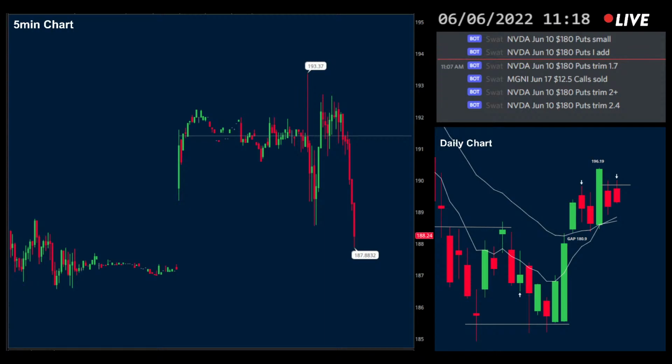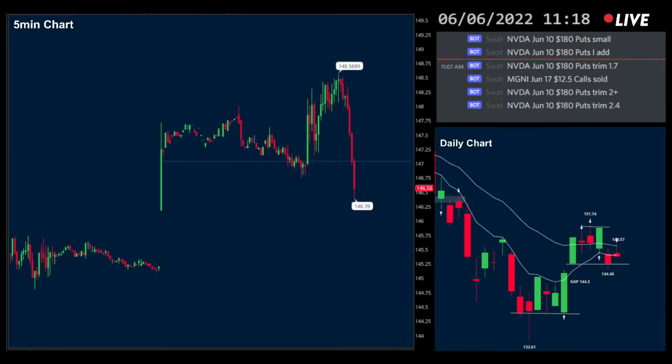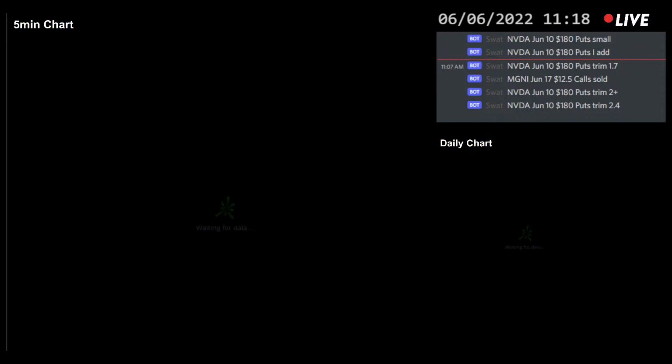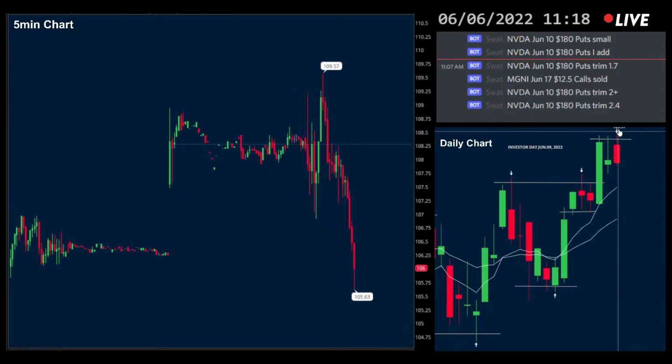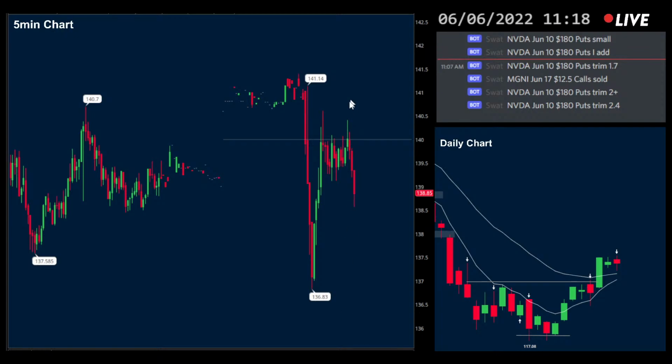So most of the names rolling over. Apple new lows on the day after a reversal sell. They need Apple below 144.46 to fill gap at 144.3. AMD gone green to red after stalling at 109. Nice sell there.